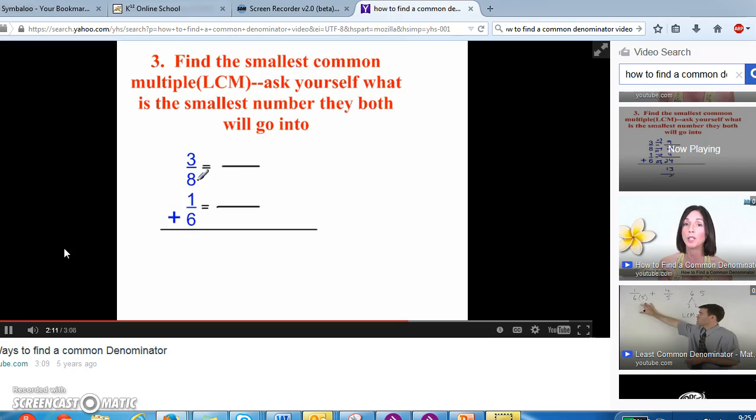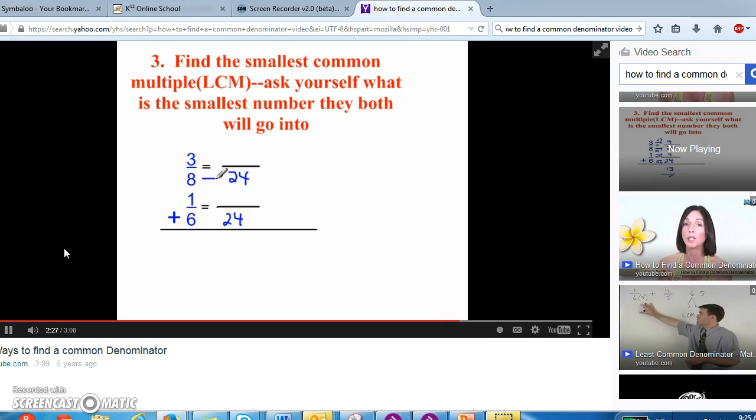8 times 2 is 16. Does 6 go into 16? No. 3 times 8 would be 24. Does 6 go into 24? Sure. So we're going to use 24 as our common denominator, the first number we could find that they both go into.